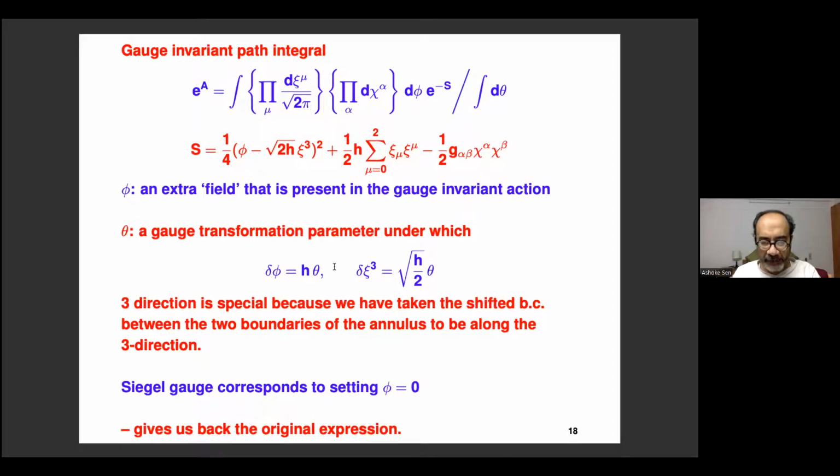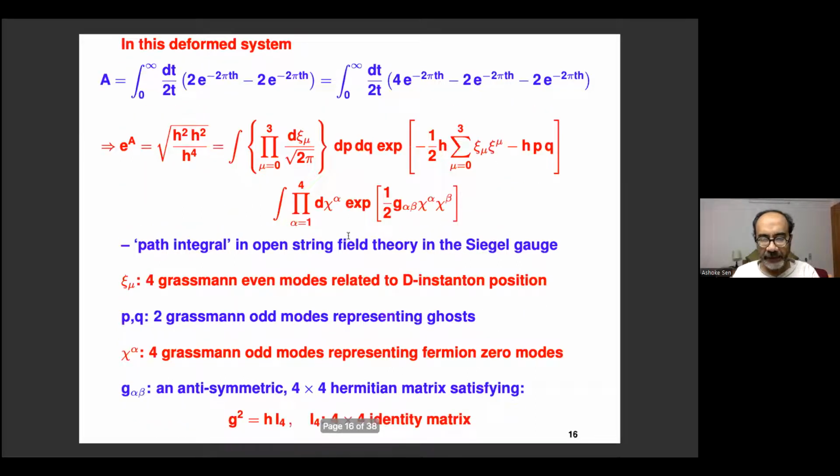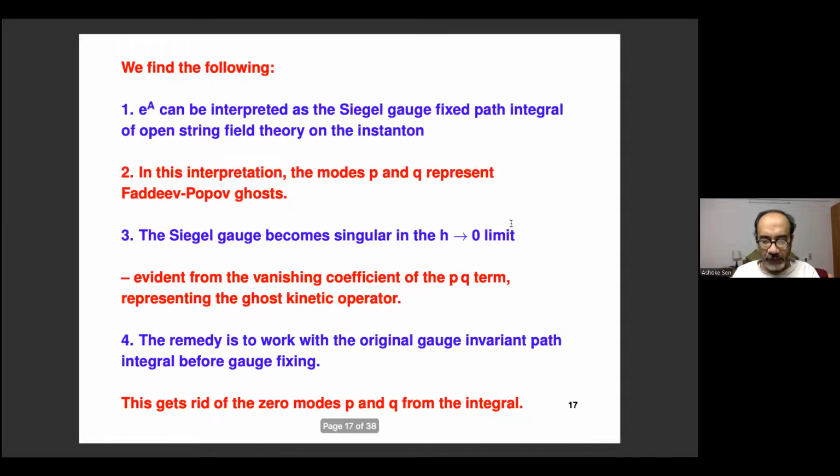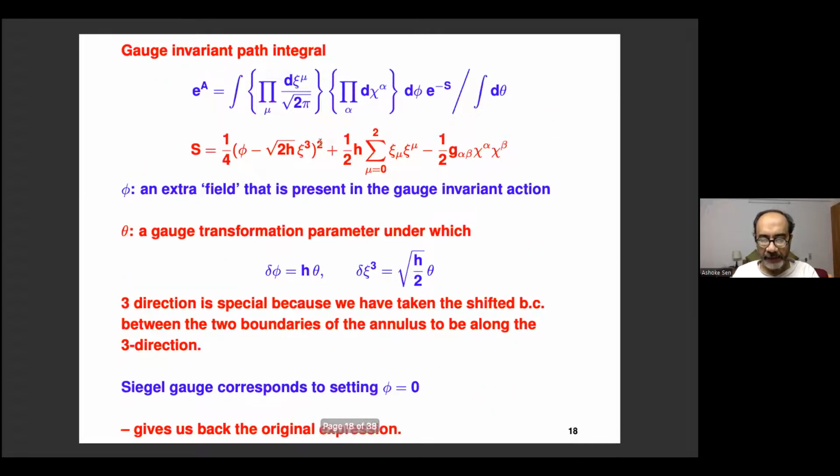The other thing you see is that there is a determinant factor, right? You have to change variable from theta to phi. So you get a Jacobian, which is H. And it's this H that you reinterpret as the Faddeev-Popov ghost integral. If you see the integral over P and Q, weighted by minus H e to the minus HPQ gives you exactly H. So if you start from this gauge invariant path integral and carry out the usual Faddeev-Popov procedure, you get back the integral that you started with.